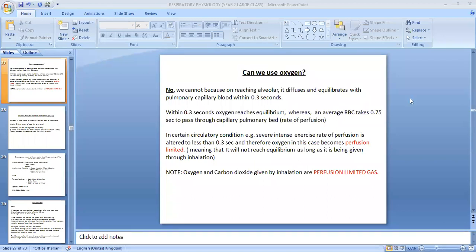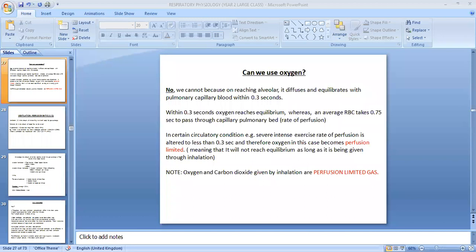Okay, if you still have a problem with that understanding, I request that you revisit your textbook or your colleagues who have understood the concept. The concept of perfusion limited means that oxygen has reached an equilibrium very fast, and therefore, unless you increase the blood flow perfusion, it cannot be taken up any further. So it is perfusion limited. You need to increase perfusion to increase the uptake.